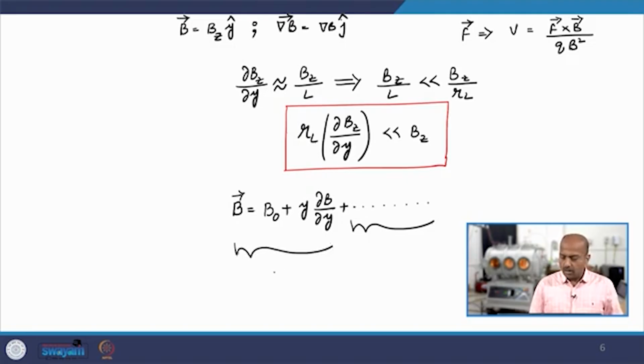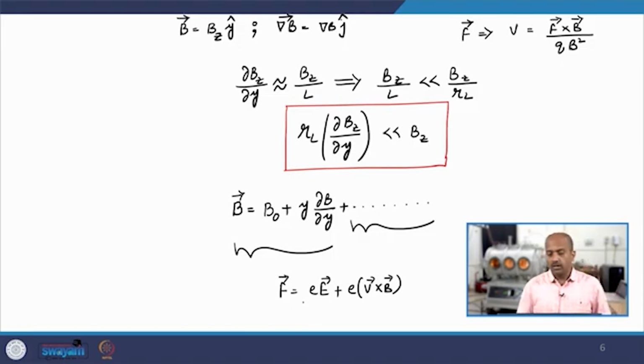Okay. And why are we taking this magnetic field? Because we are interested in evaluating this expression. F is equal to q times E plus q times v cross B. Why is this expression important? So, we have already learnt the importance of this expression. This is the Lorentz force. So, this tells us the effect of the electric field and this tells us the effect of the magnetic field.